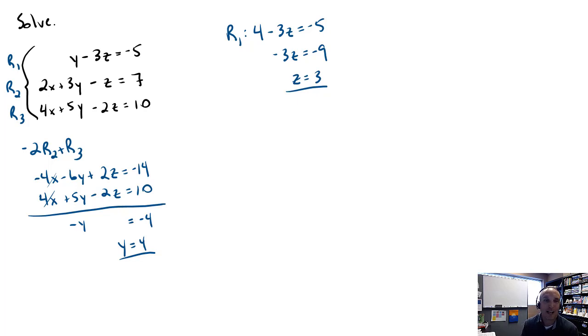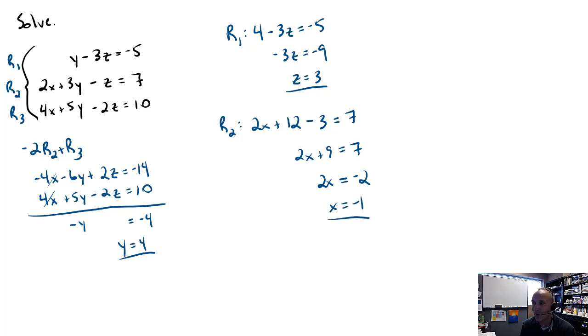Well, now we know y and z. We can plug those back into row 2 or 3 to solve for x. Let's plug into row 2. So we have 2x plus 3y, which is 3 times 4 is 12, minus z, which is 3, equals 7. So 2x plus 9 equals 7, which means 2x equals negative 2, and x has to be negative 1. And so our solution is the ordered triple negative 1, 4, 3.